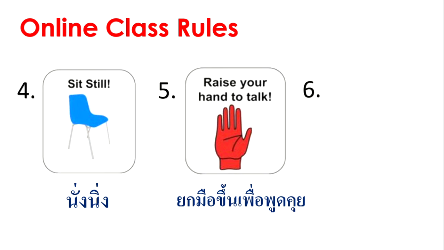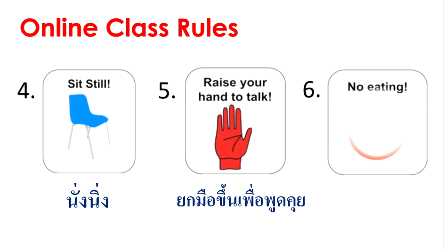Rule number six is no eating. It means when you are in your online class, you don't have to eat anything. Just sit properly and listen to teacher. Because there is an allowed time for you to eat food, like for example, if it's breakfast or if it's lunchtime or if it's snacks time. So that's the time you can eat food. So for number six, no eating.